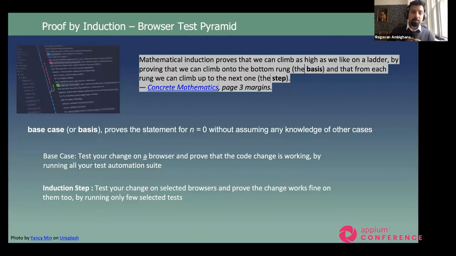So I thought to produce a proof by induction, where in maths, there's a concept of mathematical induction, which proves that we can climb as high as we like on a ladder by proving that we can climb onto the bottom rung first. Don't worry about the upper layers. Can I climb to the first one? And then from each rung, we climb up to the next one. So if you take that concept to automation, base case, prove that statement for n equal to zero without assuming any knowledge of other cases. I don't want to worry about, can my change work on all browsers? I want to first worry about the base case.